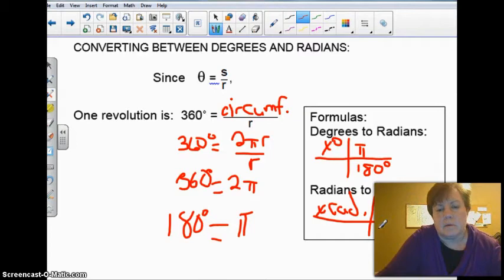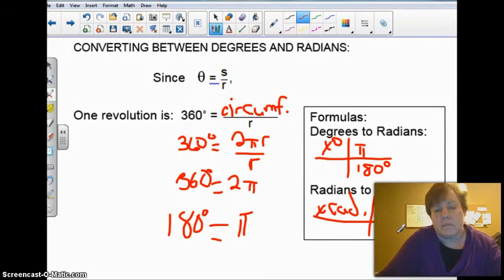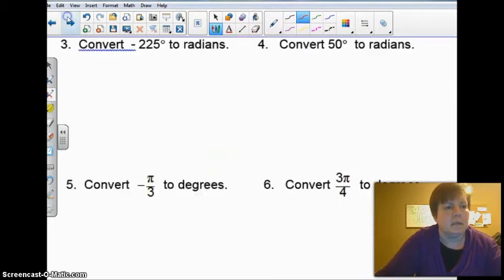Actually, pi doesn't. Pi is a measurement of radians, not 1 radian, but the radians would cancel, leaving us with degrees. All right.